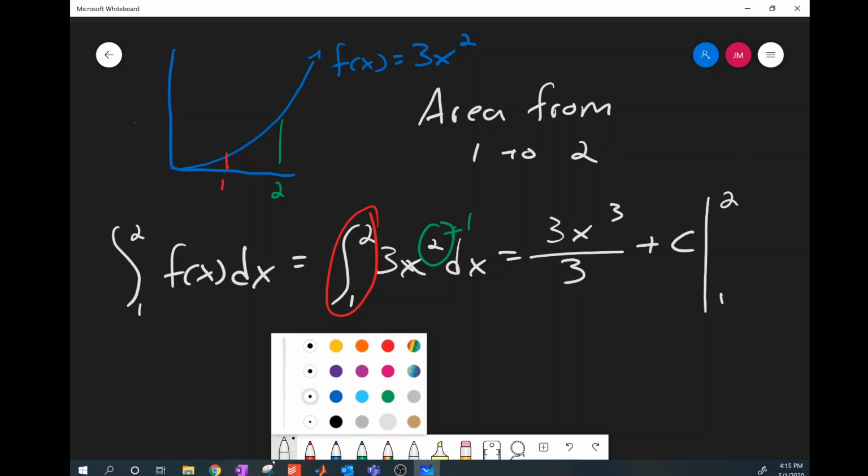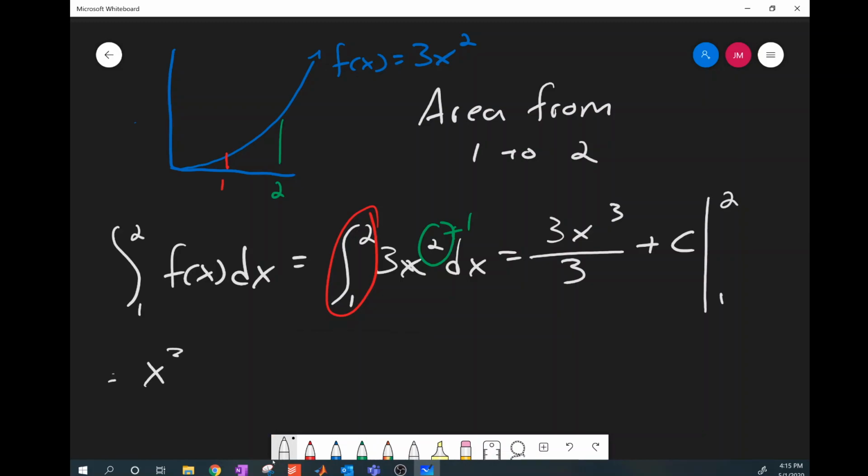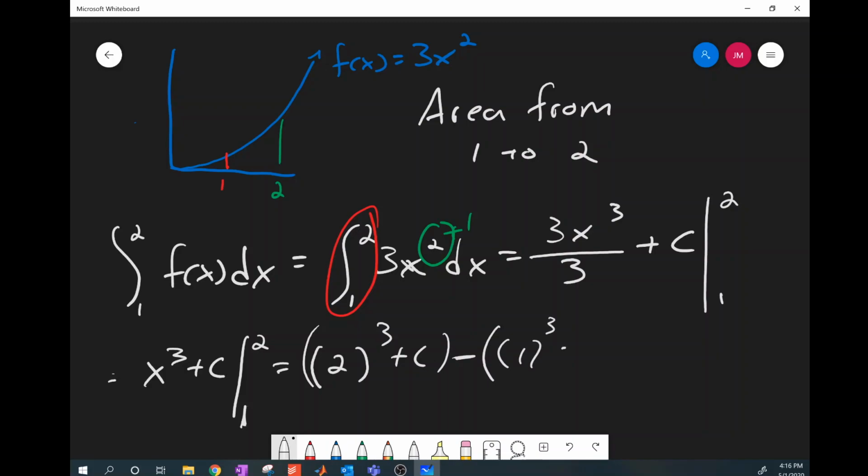Now we can simplify our function. Get x cubed plus c. Again, we haven't used 1 and 2 yet, so we're just going to plug those in. Oh, nope, small number on the bottom. 1 and 2. And now we want to plug them in. So I'm going to plug in my 2 first, and then I'm going to subtract, plugging in my 1. And that will give me 8 plus c minus 1 minus c.